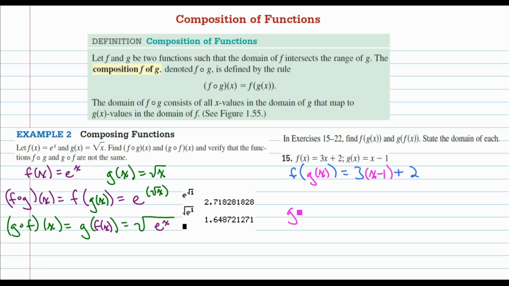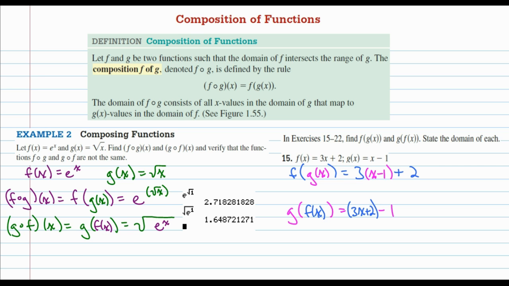Then if I wanted to make g of f of x, I would start with the g function, x minus 1, but instead of x as the input, we're going to use the whole f function as the input, so 3x plus 2. So we have the two composition functions created.